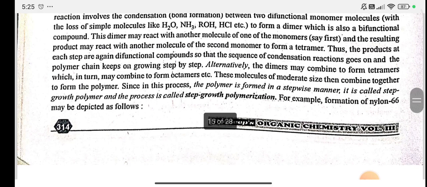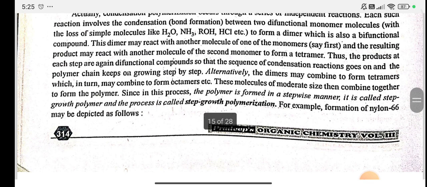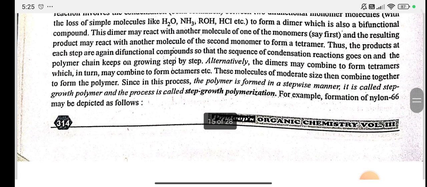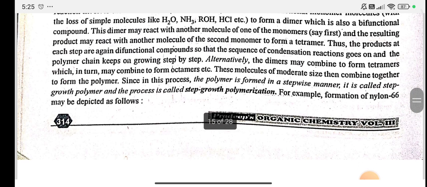This dimer may react with another molecule of one of the monomers, and the resulting product may react with another molecule of the second monomer to form a tetramer. Thus, the product at each step are again difunctional compounds, so that the sequence of condensation reactions goes on and the polymer chain keeps on growing step by step.